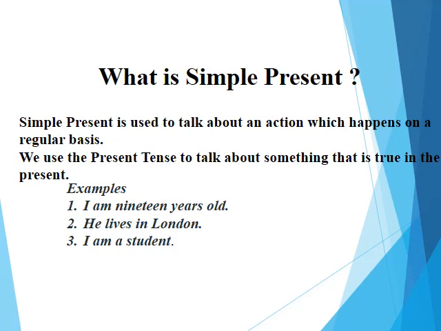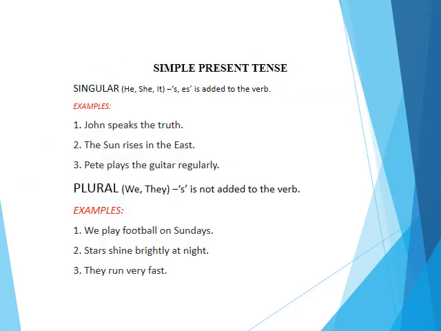What is simple present? Simple present is used to talk about an action which happens on a regular basis. We use the present tense to talk about something that is true in the present. Examples: I am 19 years old. He lives in London. I am a student. We all know what is present tense.